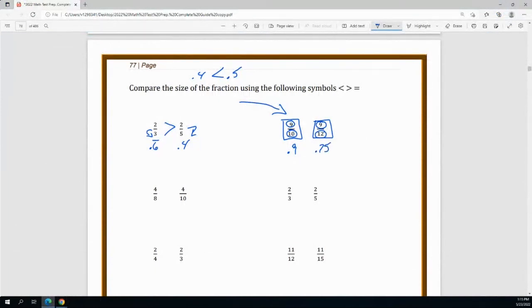Now I can easily see, well, yeah, 9 of 10 is big. It's one piece away. It's very close to being 1 or whole, where 9 of 12 is a little further away, but still a lot, 0.75. 9/10 is bigger than 9/12.